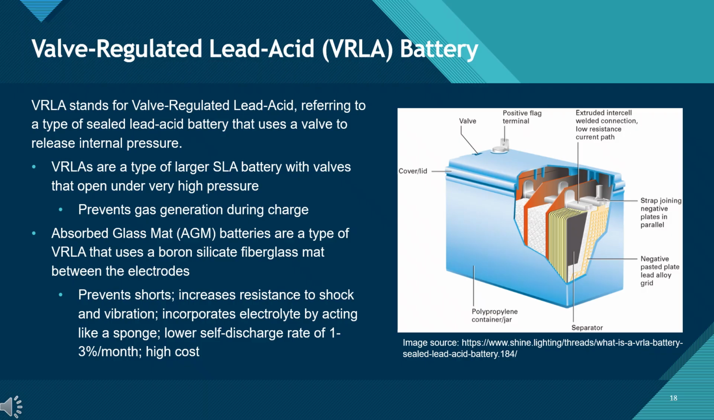This mat holds the electrolyte like a sponge, preventing short circuits and improving resistance to vibration and shock. AGMs also have a lower self-discharge rate, but they come at a higher cost. Overall, VRLA batteries are reliable, maintenance-free, and widely used where sealed, safe, and durable energy storage is required. Take a close look at this diagram. It highlights key structural features, such as terminals, separators, and welded connections, that make VRLA batteries distinct.